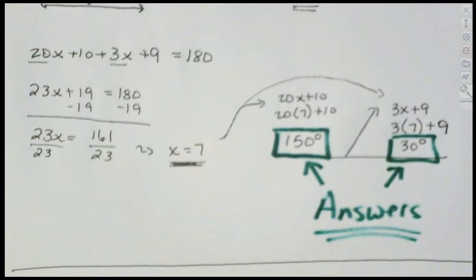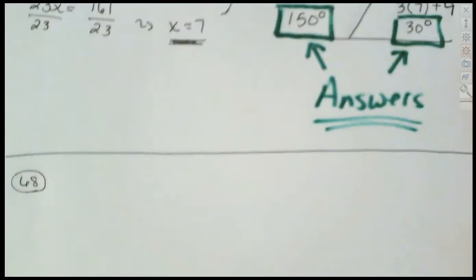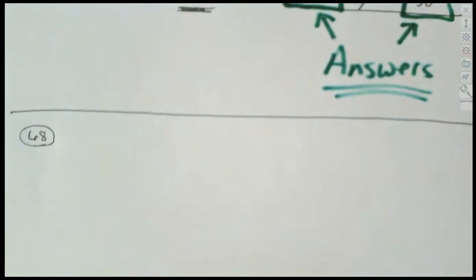2 more of these. We'll do one that sums to 90, and then we'll do one where they're equal. So we'll do 68. Question 68.